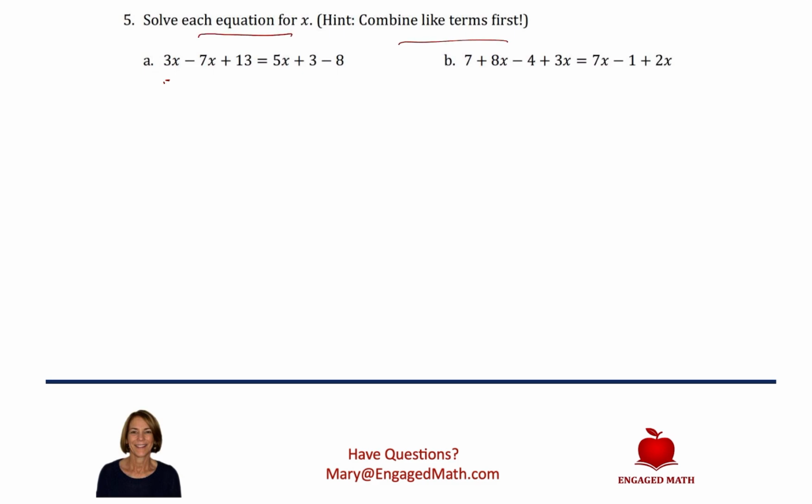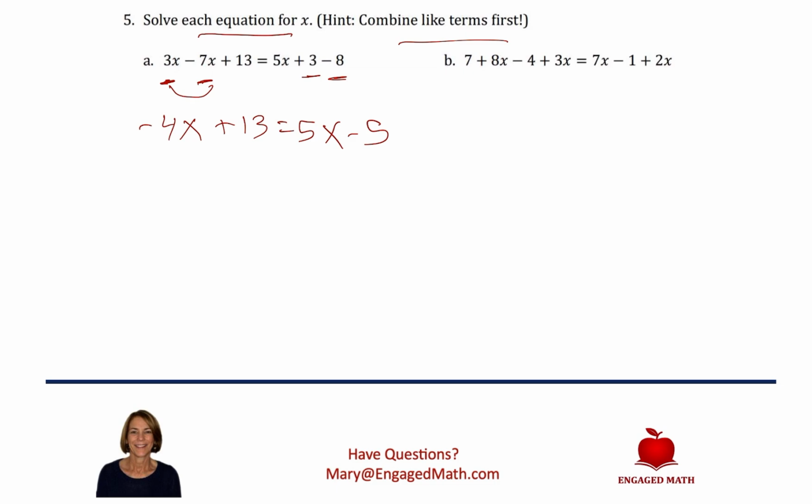So like terms are terms where the variable that occurs is to the same power in two different terms or three different terms. When that's the case, we can combine those. So 3x minus 7x is a negative 4x. So we have negative 4x plus 13 on the left, and on the right, we have simply 5x, and then I can also combine the 3 minus 8 to negative 5, or minus 5.